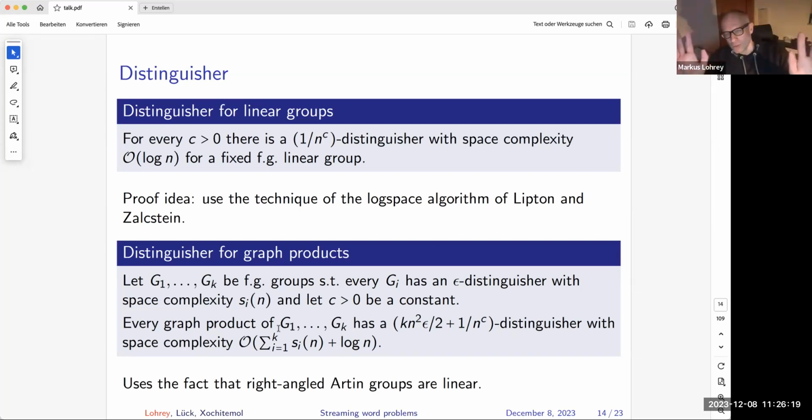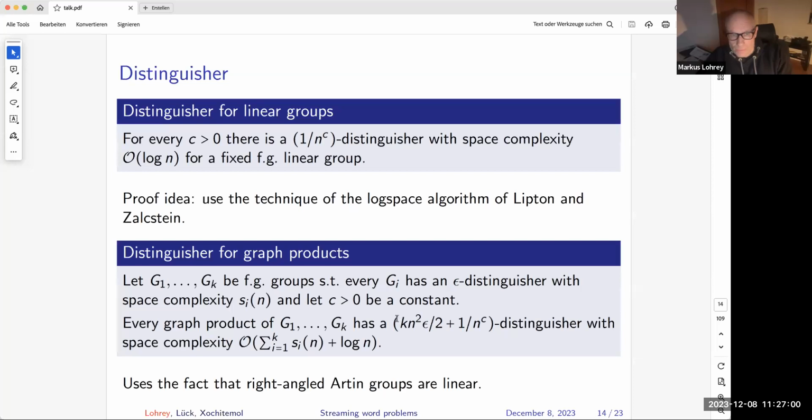Very roughly, what you do here to prove this result is use the distinguishers for the groups G1 to GK. Using those distinguishers, you can replace every group G1 to GK by Z, the infinite cyclic group, and with high probability you do not make a big error by doing this. Then you have a right-angled Artin group, and right-angled Artin groups are linear. By the first result, we have a log n space distinguisher. This gives you this log n here.